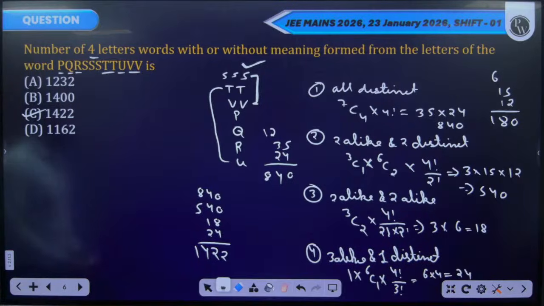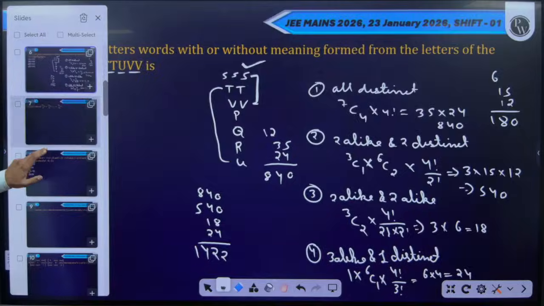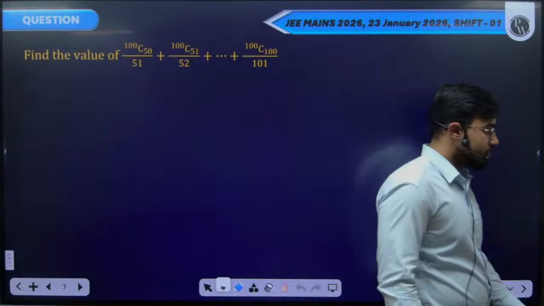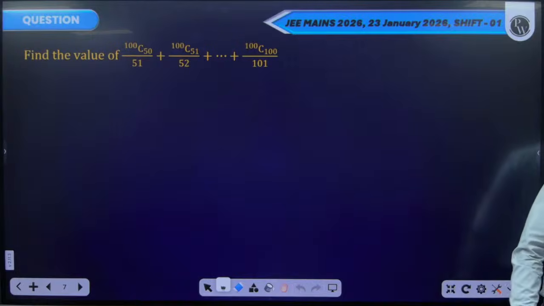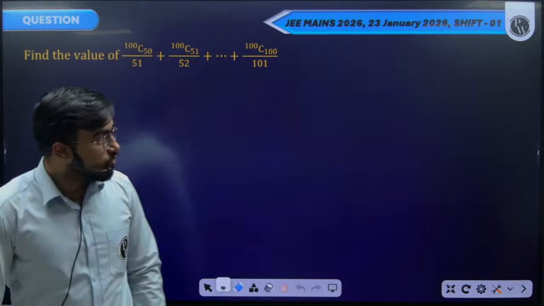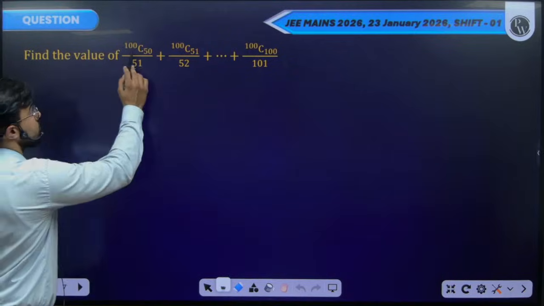This is a little bit calculative question. So the next question was this one. This one is from permutation and combination, or you can use the binomial coefficient property. One more property, you just have to find this term.